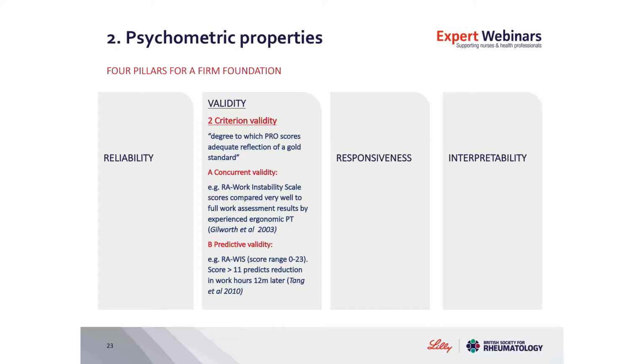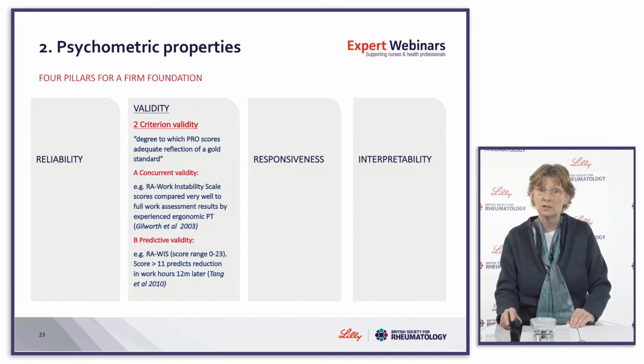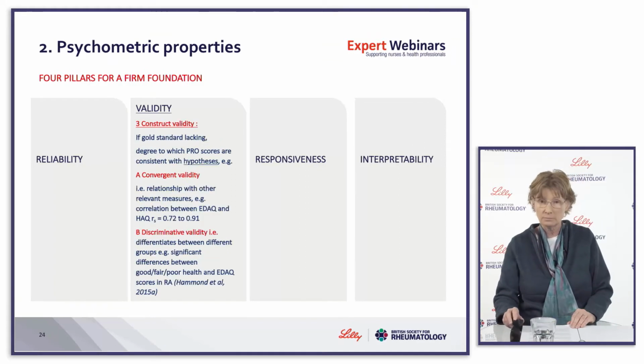Tang et al. found that people with RA scoring more than 11 were significantly more likely to have reduced their work hours a year later. So the RA-WIS scores can help identify who needs work rehabilitation. We can also look for construct validity, and again there are two types here: convergent and discriminant validity.